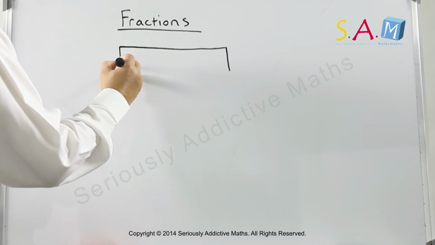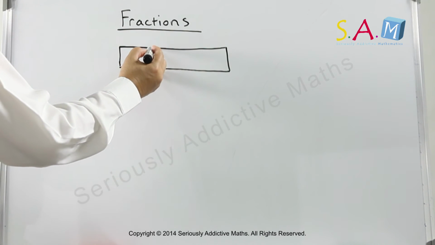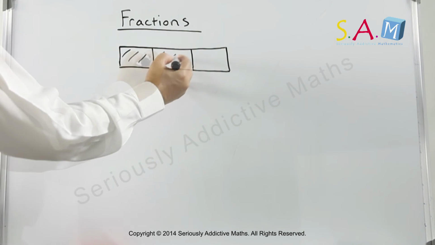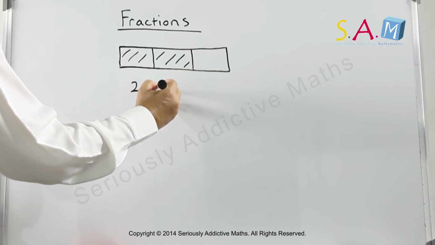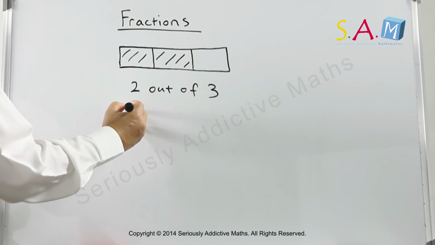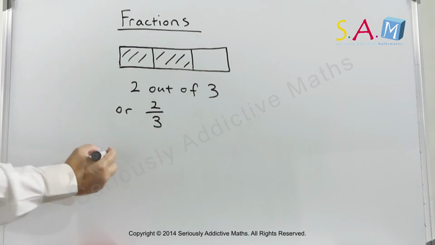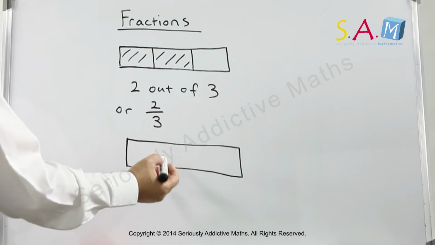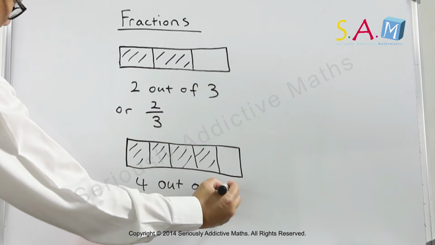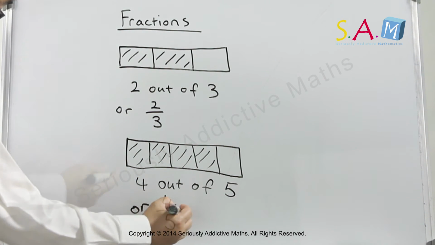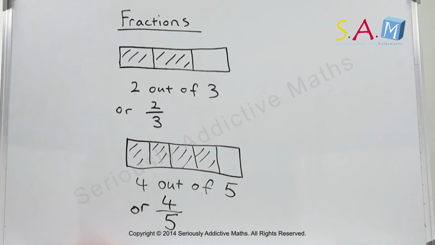This is 1. If I were to cut into 3 parts and I were to shade 2 parts, so here is 2 out of 3. Another example, I can cut into 5 parts. This would be 4 out of 5.